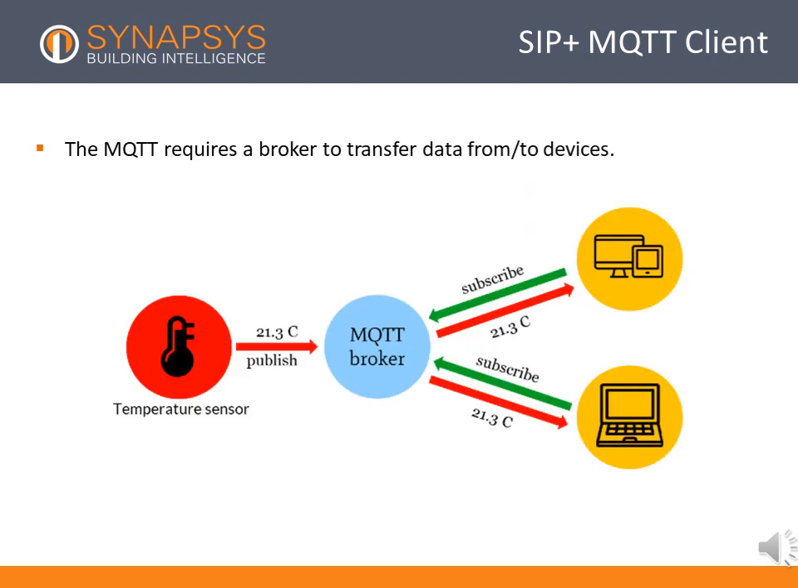MQTT requires a broker as a central hub for communications. This works as a server device, accepting connections from and passing data between MQTT clients, like the SIP+. The SIP+ can act as both a publisher or a subscriber device in the diagram provided, meaning it could send data to an MQTT broker, or it could receive data back. Examples of brokers are Amazon Web Services, Google IoT Cloud, and Microsoft Azure.